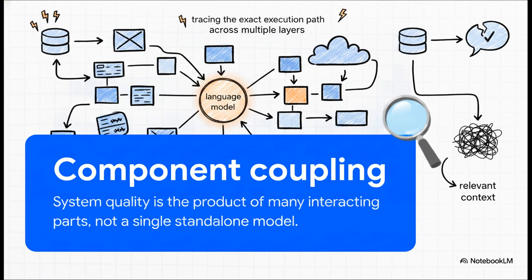If your vector search pulls in irrelevant context, the best, most powerful language model in the world will still confidently generate a failure. Your system quality is now the product of many interacting parts. So debugging requires tracing the exact execution path across multiple layers, rather than just looking at the final output.